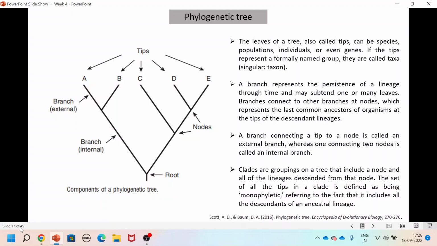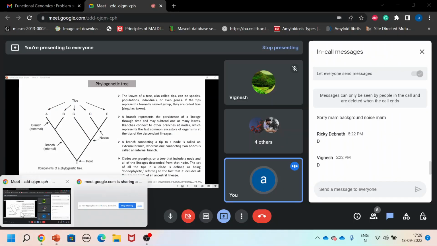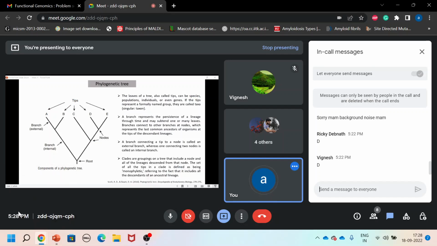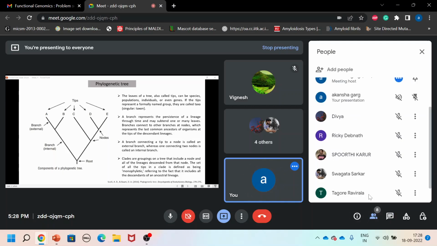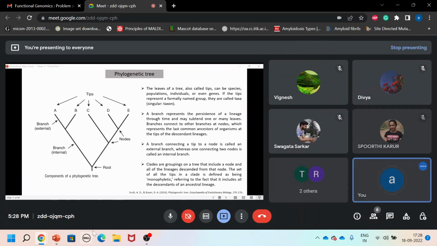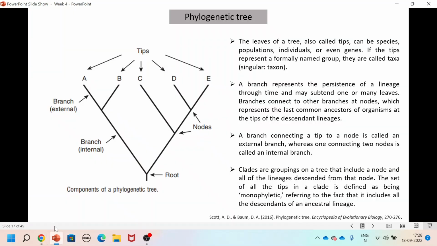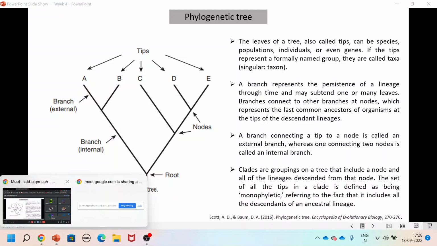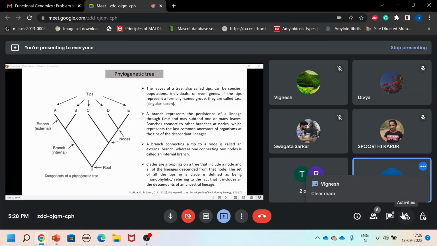So, does anyone have any confusion regarding the basic concept of a phylogenetic tree? If it is clear, we can move further. Okay, fine. Okay, clear.